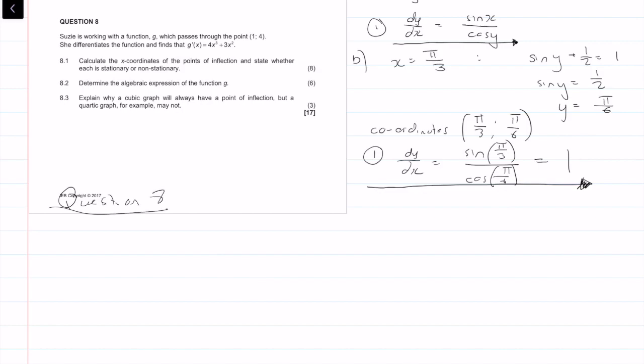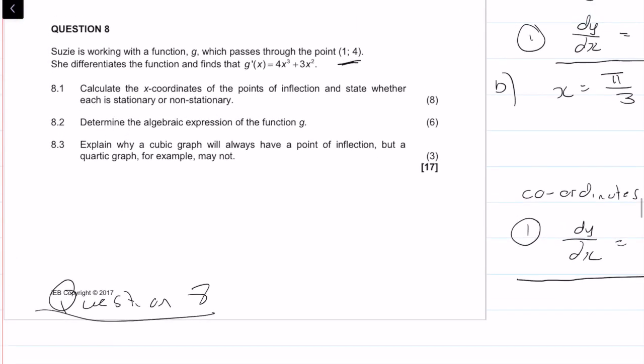Susie is working on a function g which passes through the point 1 and 4. She differentiates the function and finds that the derivative g dash of x is equal to 4x cubed plus 3x squared.